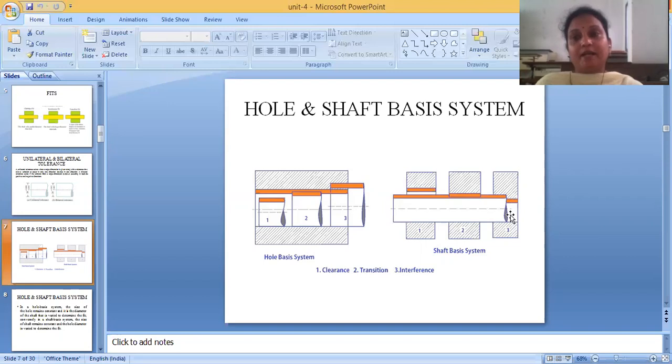So like this, depending upon the fit which you require, we decide the size of the hole or the size of the shaft. If it is a hole basis system, we keep the hole constant. If it is a shaft basis system, we keep the shaft size constant. So this is about the hole basis system and shaft basis system.